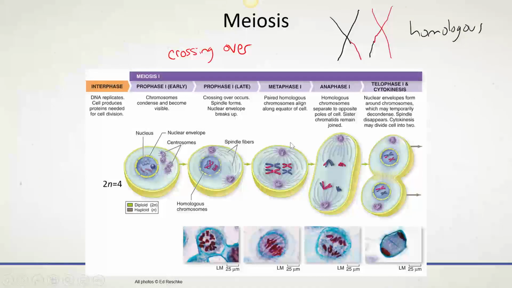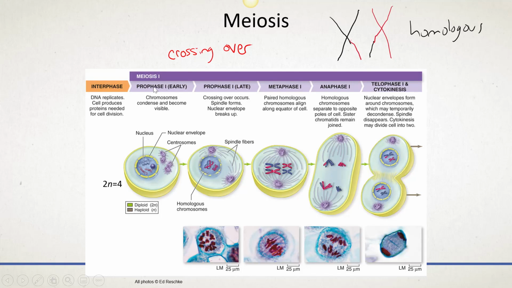Then you enter into metaphase. During metaphase, the homologous pairs are going to align in the center of the cell. This is different from metaphase in mitosis, because instead of all of them aligning down the center, they're lining up in pairs now. So homologous pairs of chromosomes are going to line down the center of the cell.